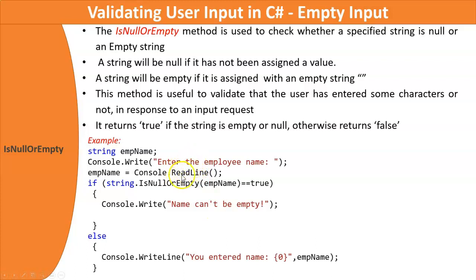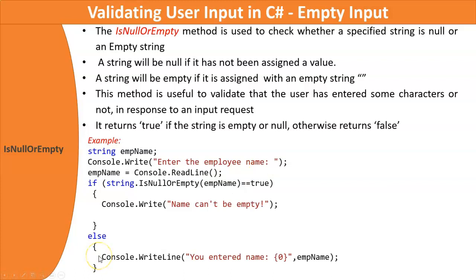Now consider the case where the user has supplied some value in response to this prompt. Say I have entered my name, Thomas, in response to this prompt message. That is, empName now has some data in it. When the isNullOrEmpty method is now executed, since empName has some value in it, this method will return false. So false equals true, this condition is going to be false, and the program control will come inside else.